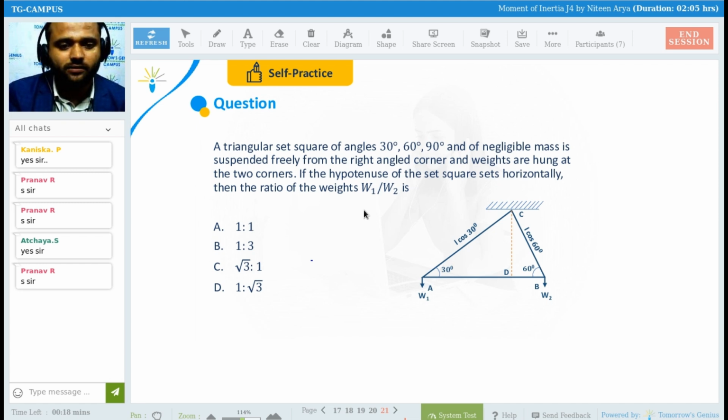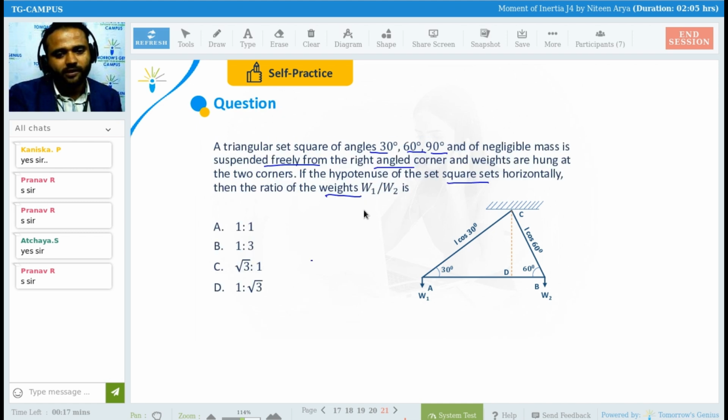So a triangular set square of angles 30 degree, 60 degree, 90 degree, and of negligible mass is suspended freely from the right angle corner, and weights are hung at the two corners. If the hypotenuse of the set square sets horizontally, it is going to be at this particular point D attached in this way. So what is the ratio of weights W1 and W2?